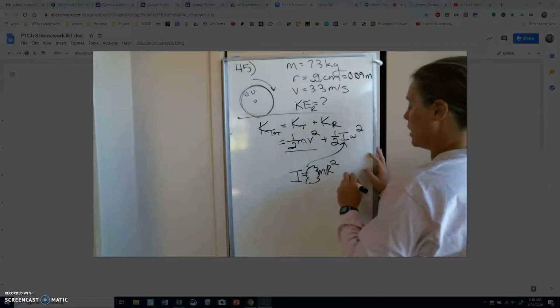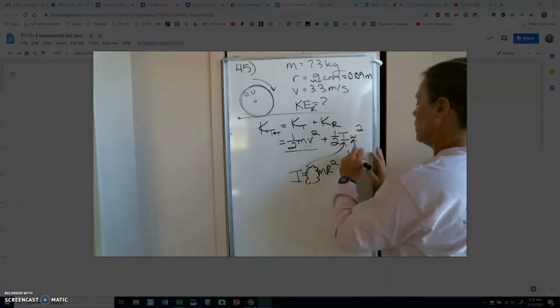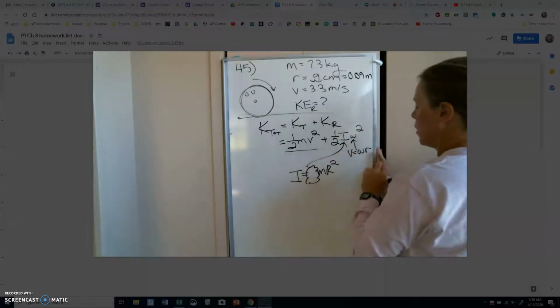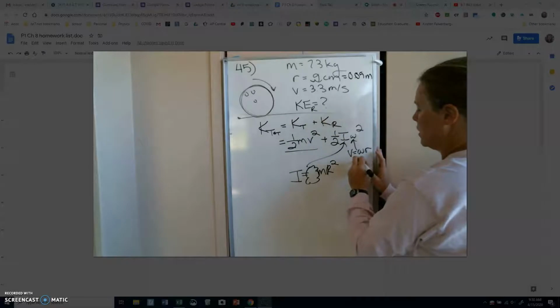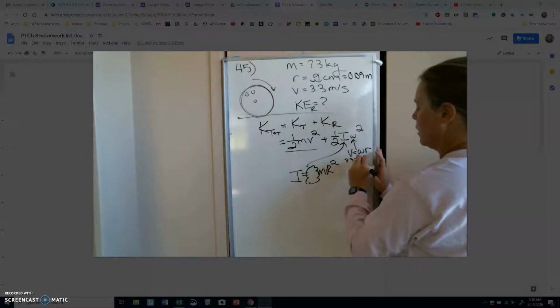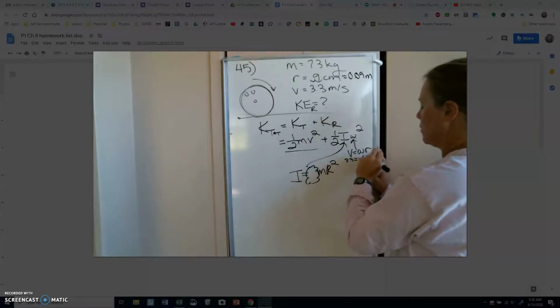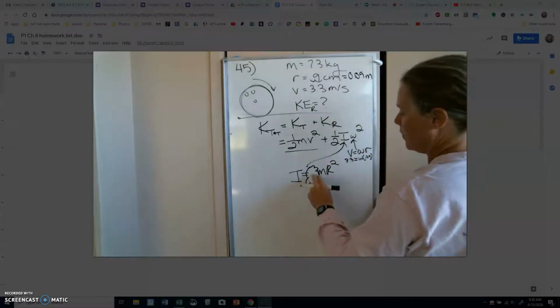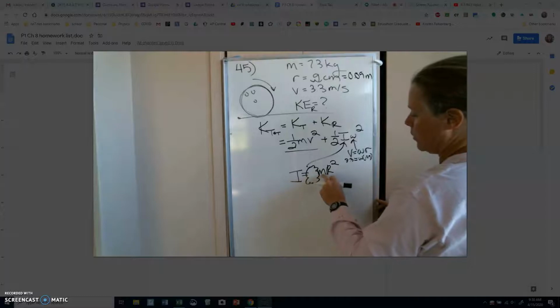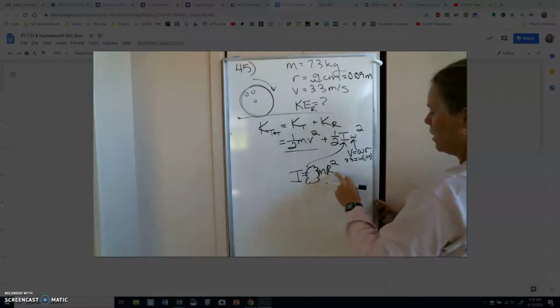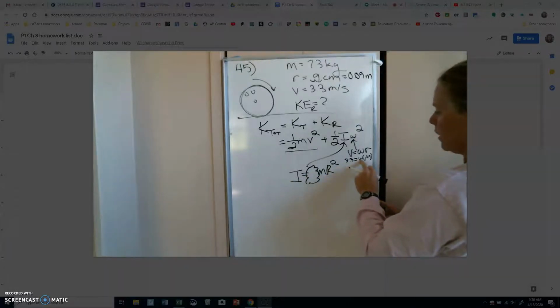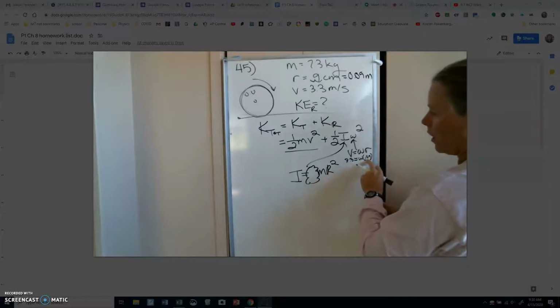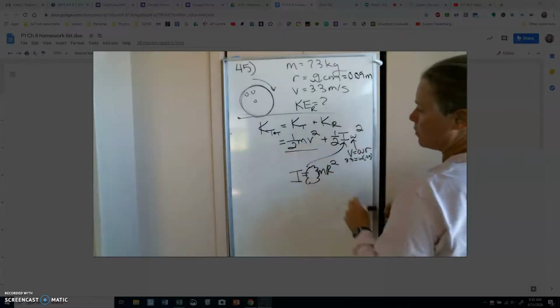And then omega. V equals omega R, so I've got my V, 3.3, omega, and I've got my 0.09, and I'll be able to plug that in. So you got to get that coefficient there. You've got your mass, you've got your radius. You can solve for omega, 3.3 and 0.09. You've got your mass, you've got your velocity.